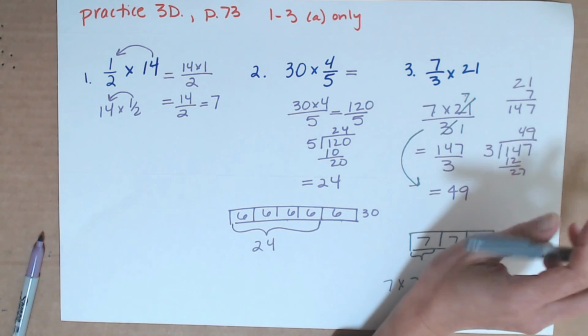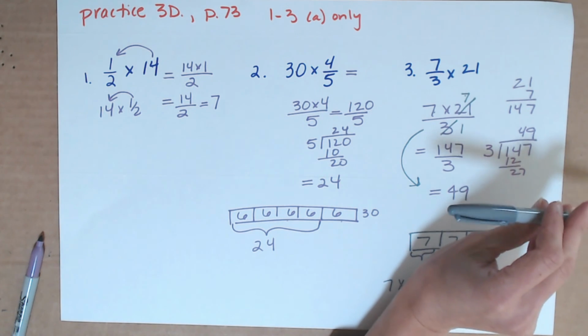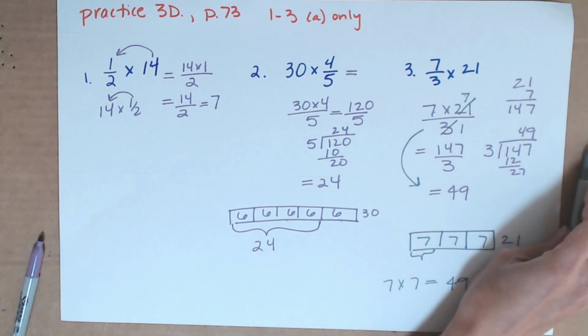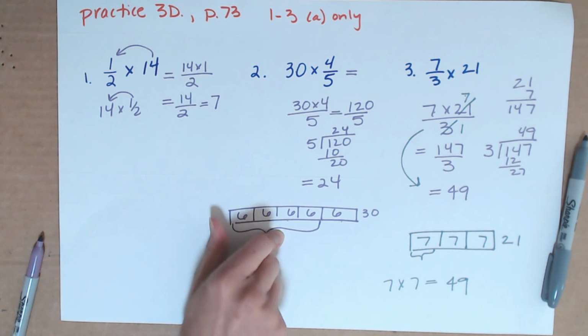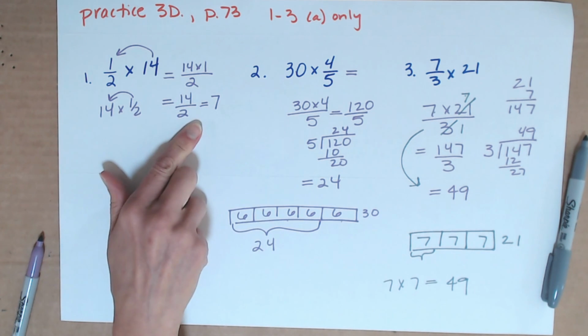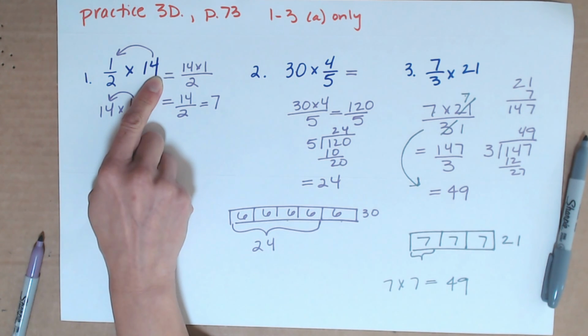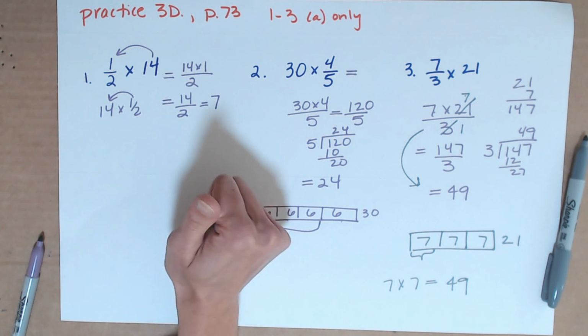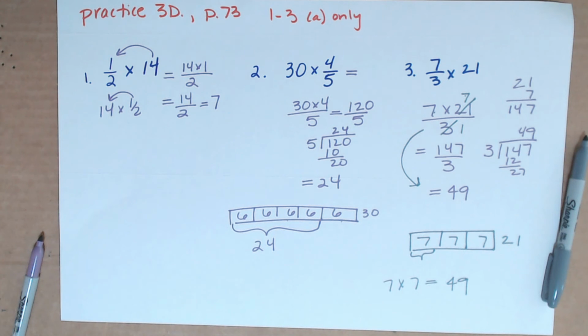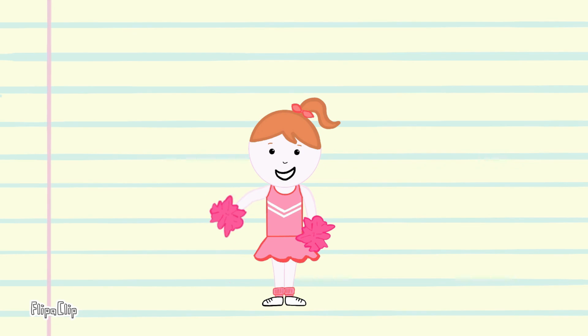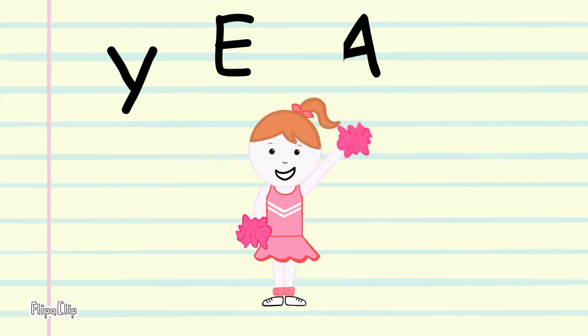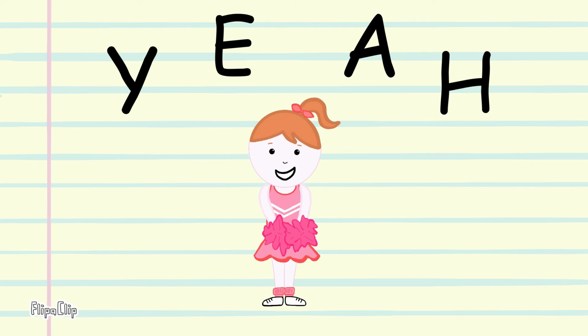So hopefully you can see that there are so many ways to think about these problems. You can use bar models. You can just multiply it out. You can just kind of think in your head, like, what's half of 14? Many different ways. If you understand the concept of fractions, then there's many ways to go about these problems. Yeah. Yay for math!